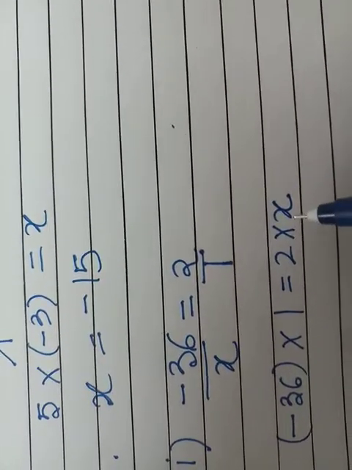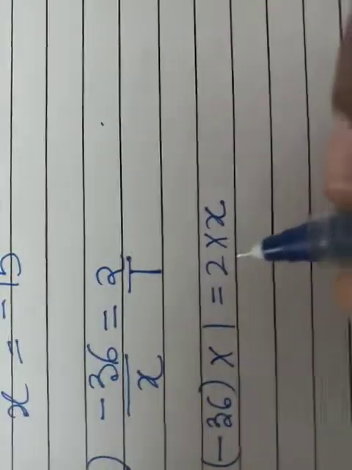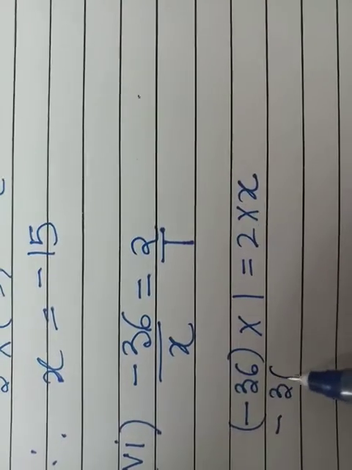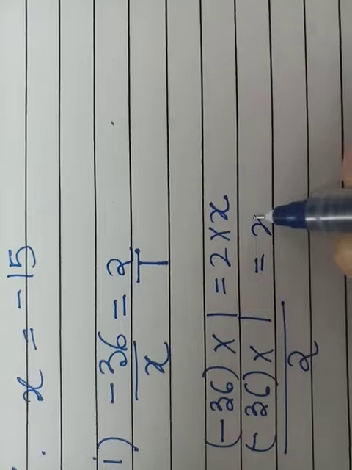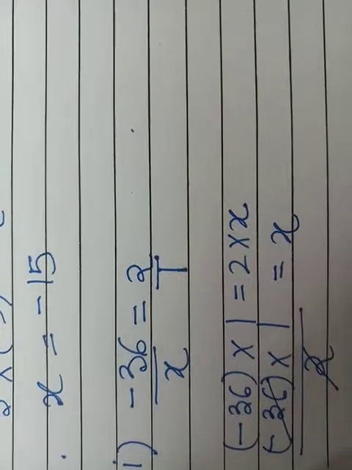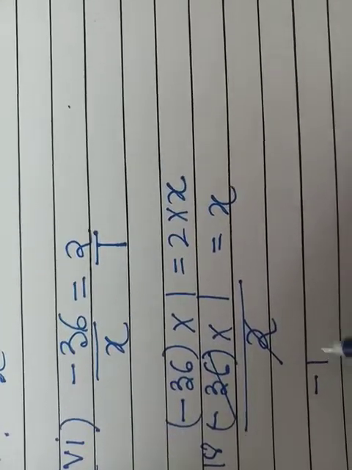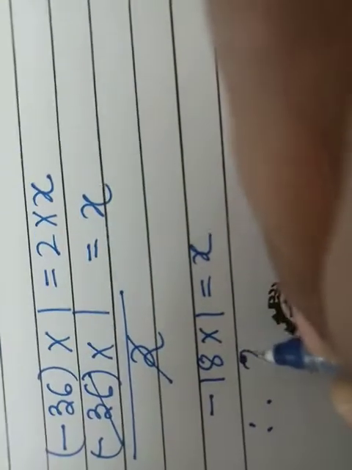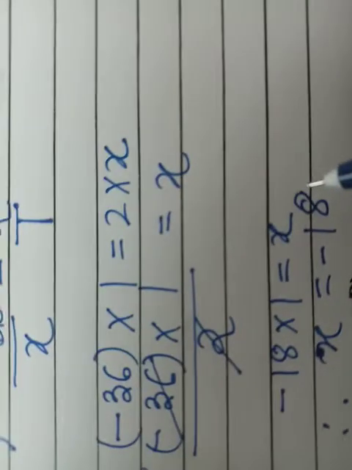As we are looking for the value of x, so we need to transpose 2 to the other side. As we have multiplication sign between 2 and x, so we divide with 2 on the other side. So I write minus 36 into 1 upon 2 is equal to x. So we know very well 2 cancels 36. How many times? 18 into 2 is 36. So what we get as the value of x? We get minus 18 into 1 is equal to x. Therefore, x is equal to minus 18. So this is the value of x.